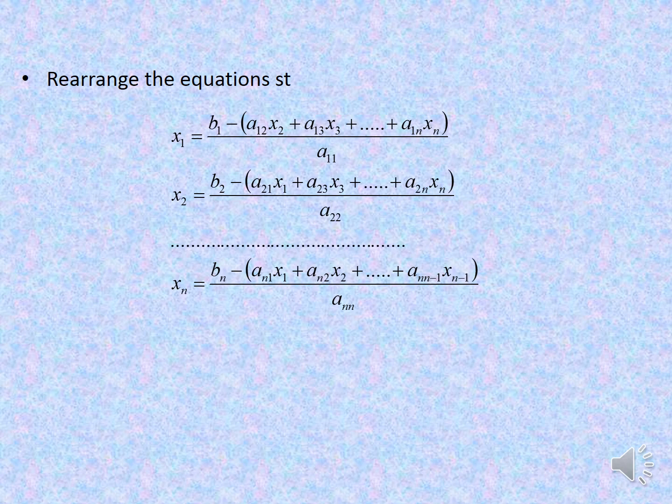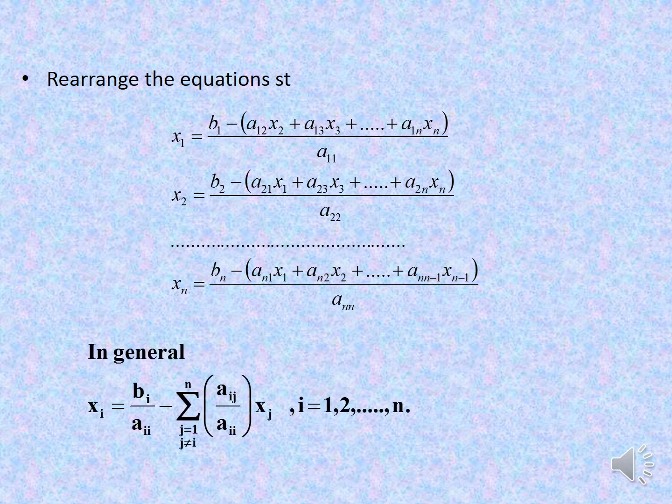From the first equation we calculate x1, from the second equation we calculate x2, from the third equation x3, and so on till xn. So we can write all the equations and get the values x1, x2, up to xn. Now we start with an initial approximation, and this system in general form can be written as xi is equal to bi upon aii minus sigma j equal to 1, j not equal to i, aij upon aii, xj, where i takes values 1 to n. So the general form is there.